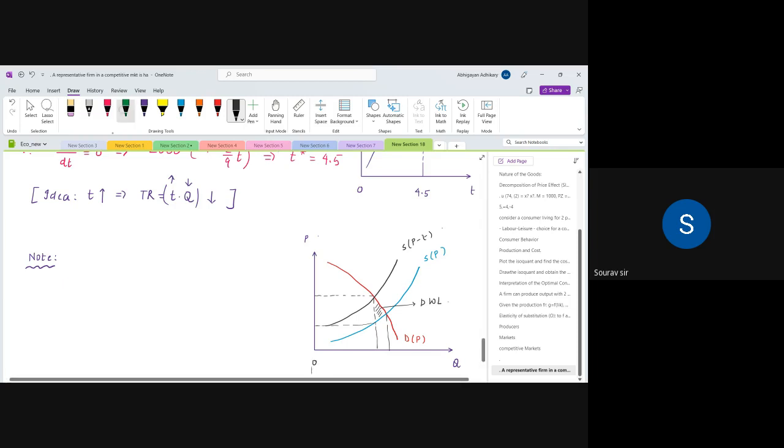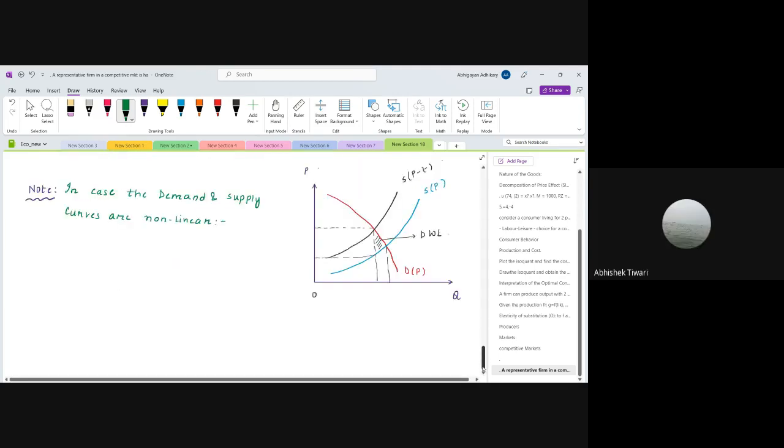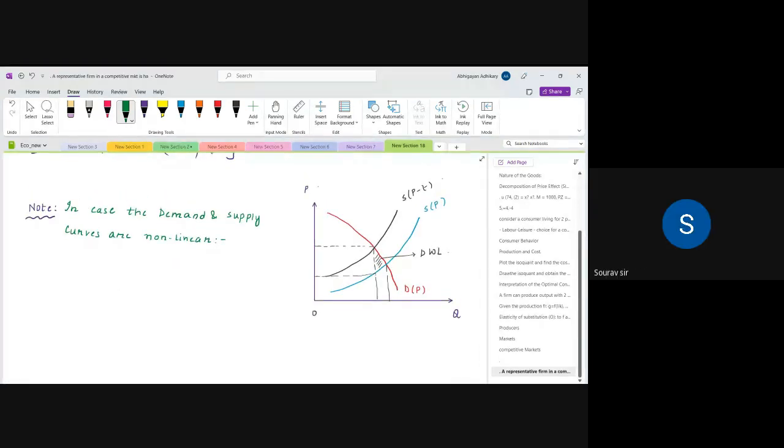So let us write this down in this way. In case the demand and supply curves are non-linear, we can apply integration here, I think. And what would be the expression of the integration?